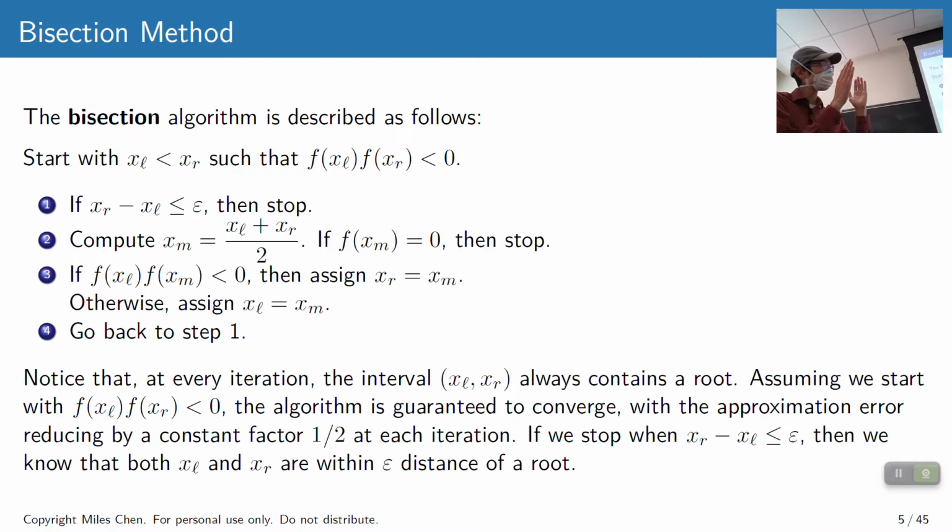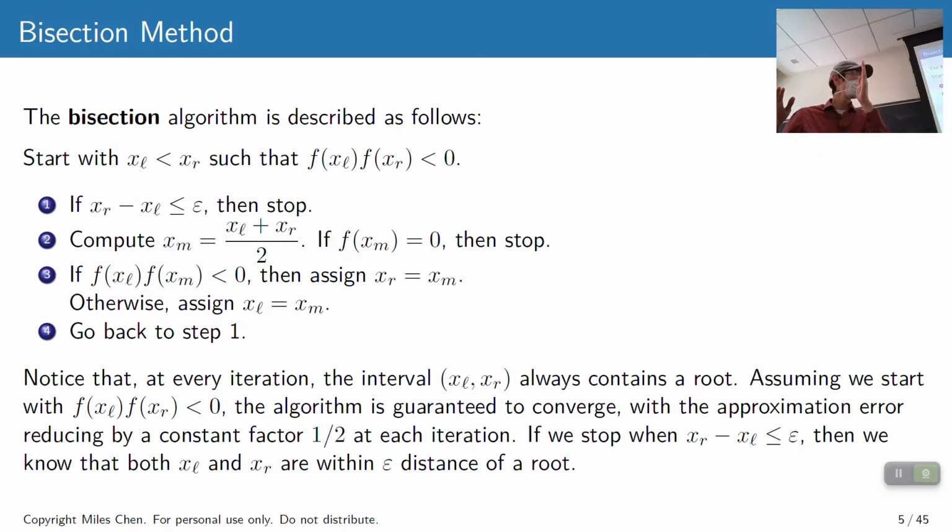And if that's less than 0, then that means the left-hand side and the midpoint have opposite signs, and we will keep the interval going from x on the left to the midpoint. So x at the midpoint will become our new right-hand side. On the other hand, if x on the left and x at the midpoint have the same signs, then we're going to have something greater than 0. And then that means we're going to keep the other side. We're going to keep from the midpoint to the right-hand side.